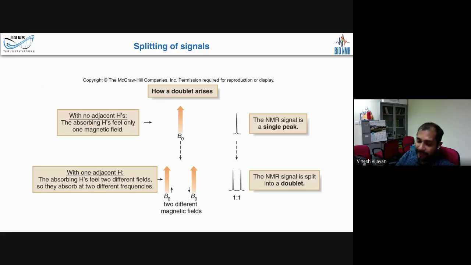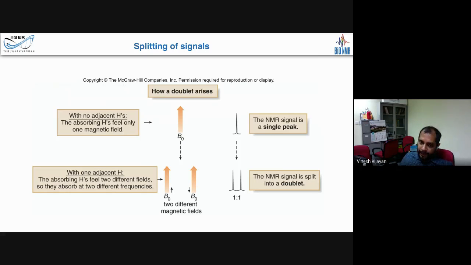But if you have an adjacent hydrogen atom, then this particular hydrogen atom will feel two different fields. One is where its own field is being enhanced by the coupled partner, or decreased by the coupled partner, because they have different spin states, plus half and minus half. And that is why you get a splitting like that. And the ratio would be 1:1.